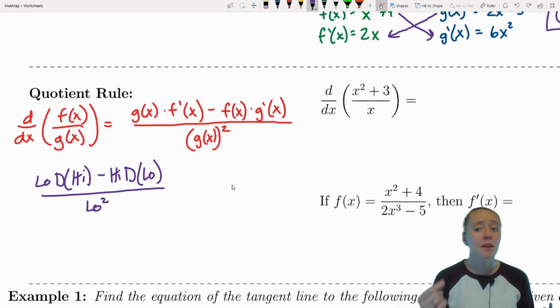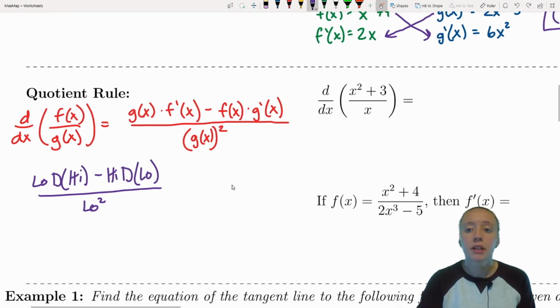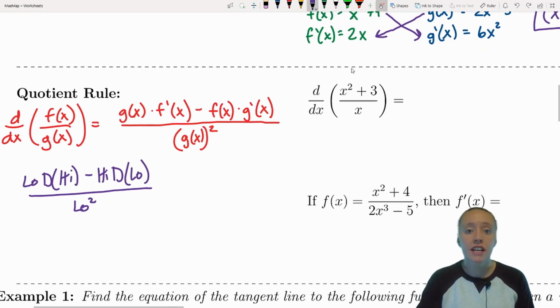So throughout this worksheet, I'll be saying that a lot, as well as how I remember the product rule. Feel free to come up with ways on your own to remember each, if you feel so inclined. But let's get started with that first example.